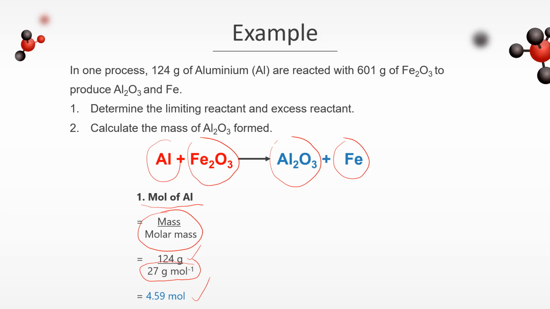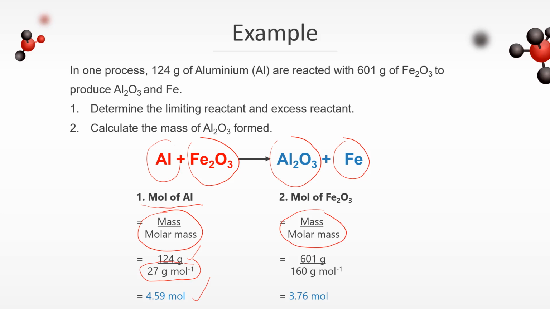Next, we need to calculate the number of moles of iron trioxide, using the same formula. We substitute the value of the mass, 601 grams, and we have to calculate the molar mass of iron trioxide, where the molar mass is equal to 160 grams per mole. The number of moles for iron trioxide here is 3.76 mole.